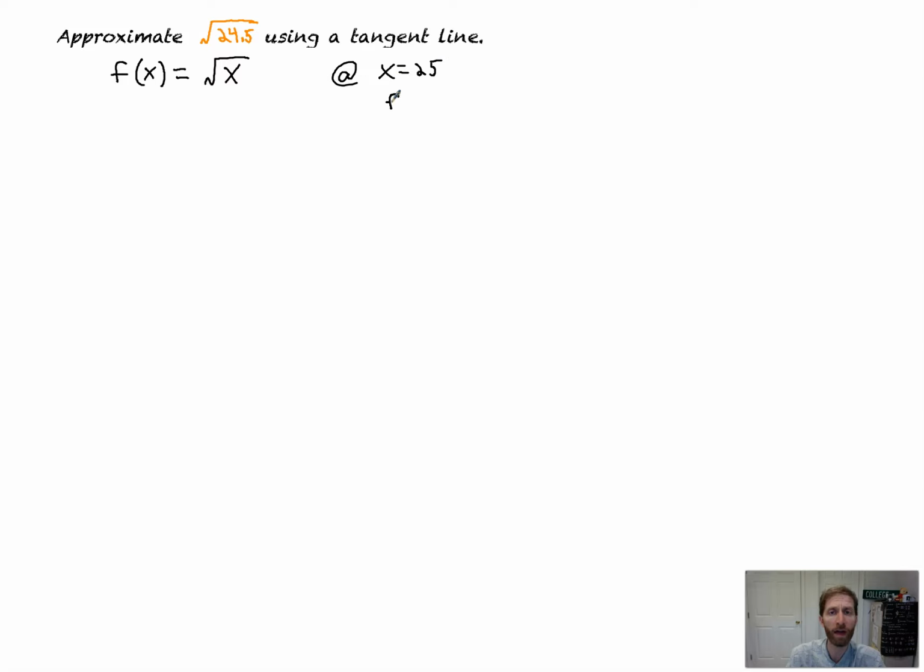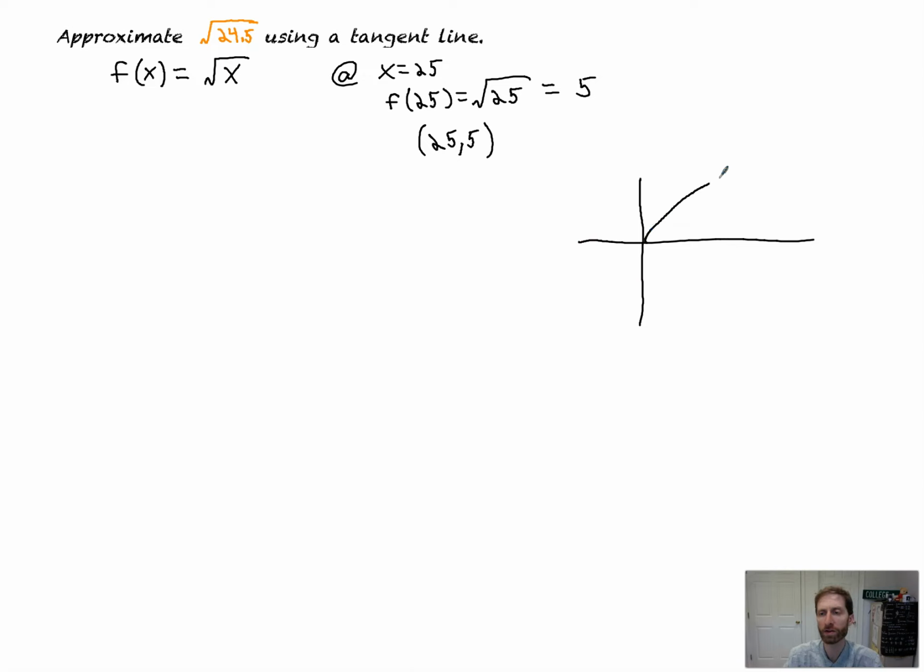So at x equals 25, f of 25 is equal to the square root of 25, which is equal to 5. So we've got the point (25, 5). Essentially, we're making up the problem now. If you look at this visually, and this is just a rough graph, square root of x looks something like this. We're going to approximate 24.5 using a tangent line at x equals, sorry, at x equals 25. So here's x equals 25, 24.5 would be right here. The y value we get on this line is going to be a rough approximation of the true y value on the curve of the square root of x. Isn't that cool? So let's do it.